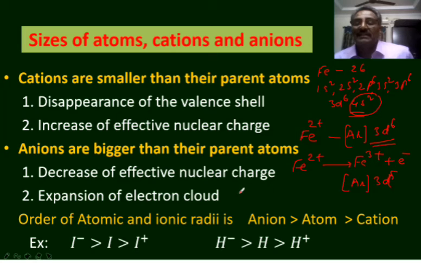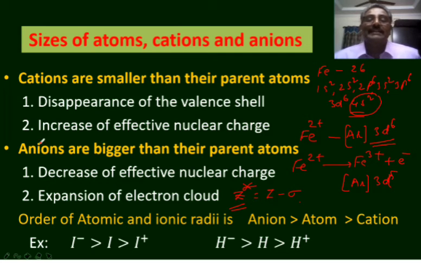You know that the effective nuclear charge Z star is equal to Z minus sigma. If sigma decreases, Z star will increase. So effective nuclear charge increases. An increase in the effective nuclear charge causes a decrease in the ionic radius. So the ionic radii, that is the radius of a cation, is smaller than their parent atom.